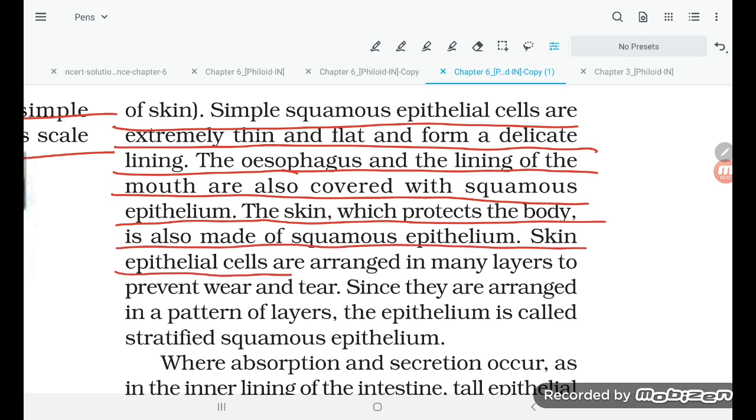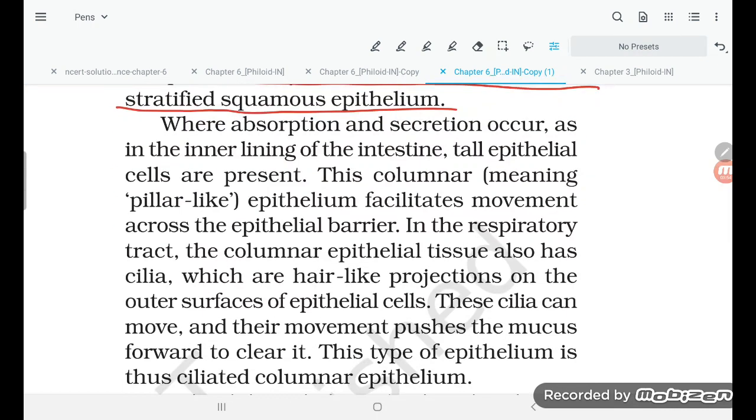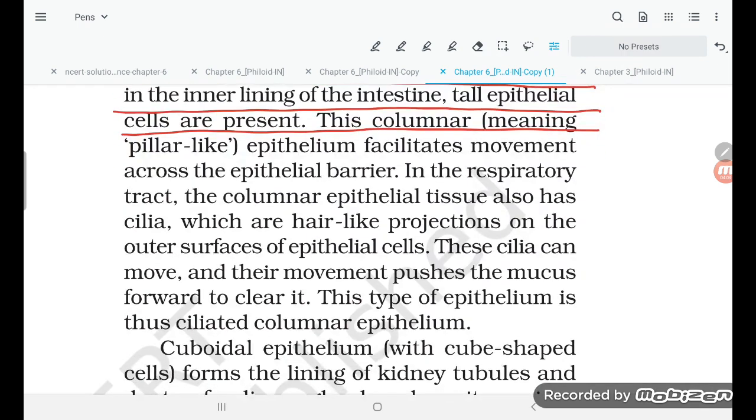Skin epithelial cells are arranged in many layers to prevent wear and tear. Since they are arranged in a pattern of layers, the epithelium is called the stratified squamous epithelium. Where absorption and secretion occur, as in the inner lining of the intestine, tall epithelial cells are present. This columnar, meaning pillar-like, epithelium facilitates movement across the epithelial barrier, as in the respiratory tract.